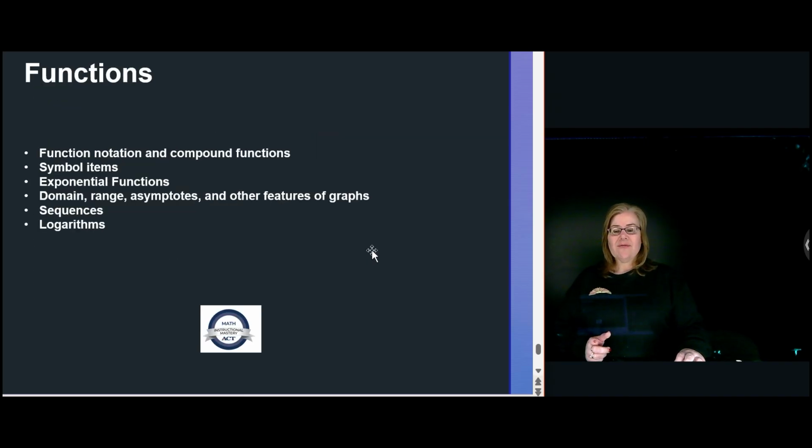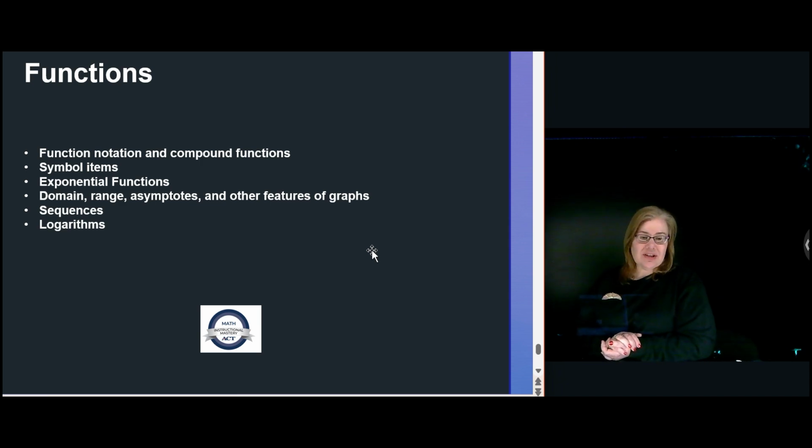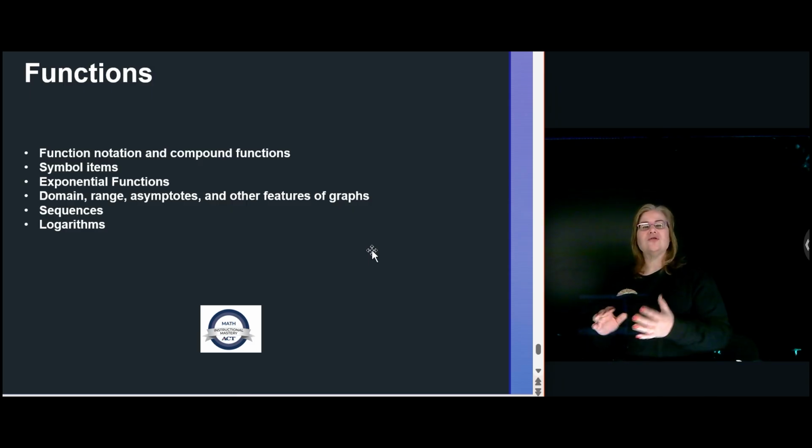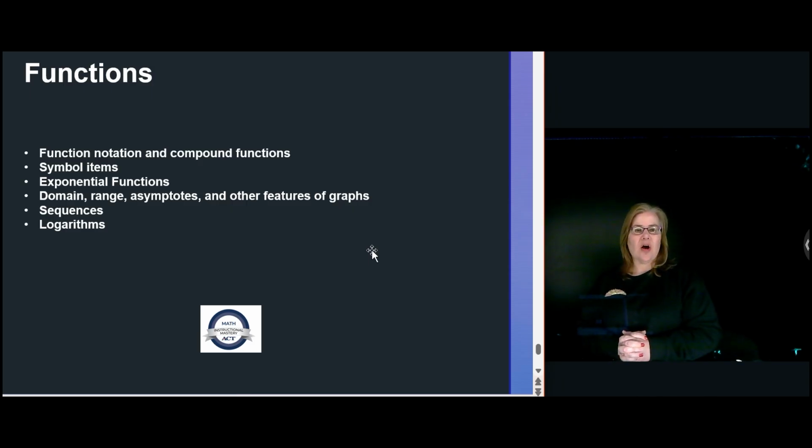All right, so after the algebra, you've got functions. You've got function notation and compound functions. You've got symbol items, the different symbols that you have to know. You've got your exponential functions, and you've got to make sure that you're understanding them. Obviously, your domain and range, your asymptotes, and other features of graphs. There's so much about graphs that we have to know and that we have learned. You've got the different sequences and logarithms. We've got calculator skills, and we have formulas for all of these. You want to make sure that you're remembering those.